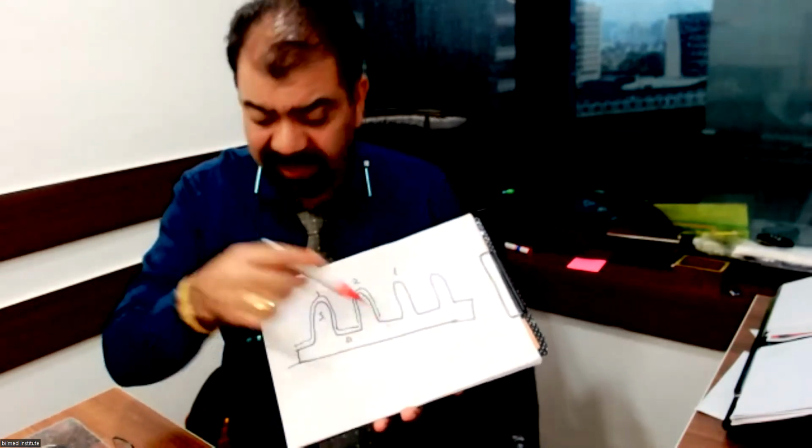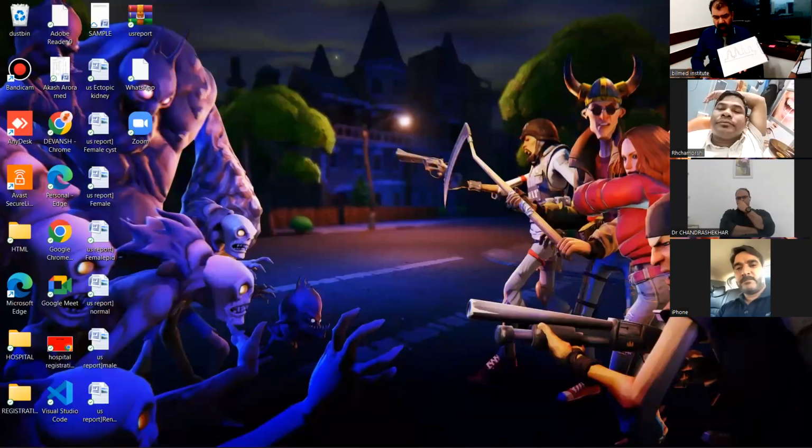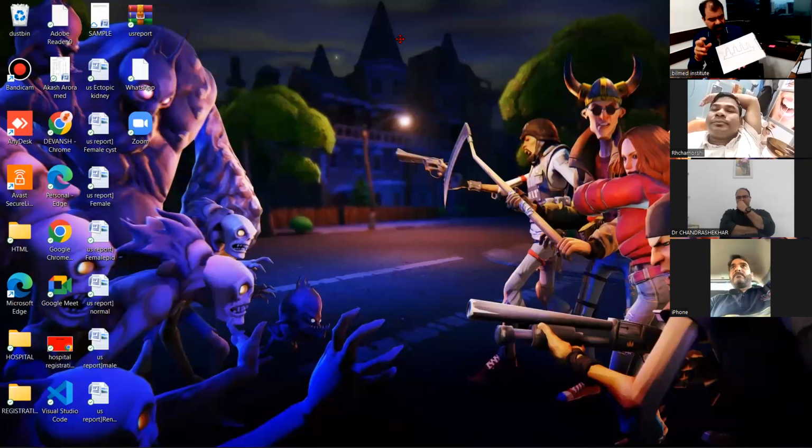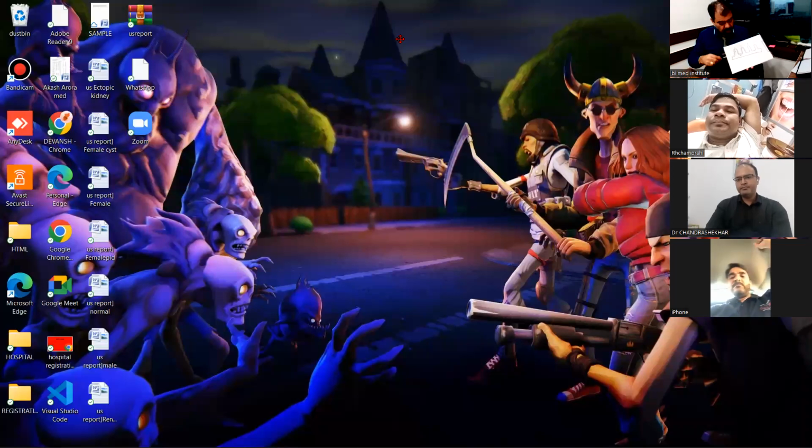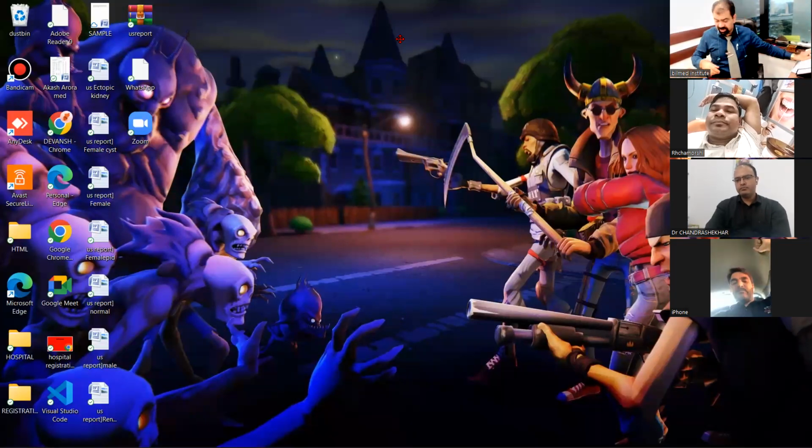And on pressing set over here, the pop-up will appear. What will the pop-up show? The pop-up will show that I now have the resistive index, the PI, RI, and everything will pop up over here immediately. So the point is that I have to trace at least two waves.